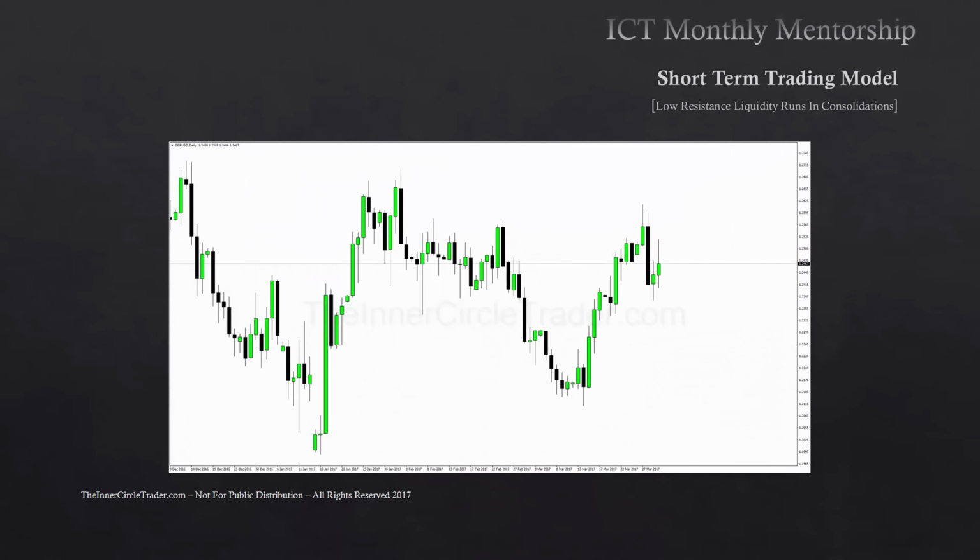Okay, for our case study examples, we're going to be looking at the cable, or British pound USD. And this is a daily chart. What we do is we define a market, whether it's trending or it's in consolidation. And obviously, anyone with average intelligence in terms of market analysis can tell, looking at the British pound, we have been in a consolidation market. It's not been in a trending market.